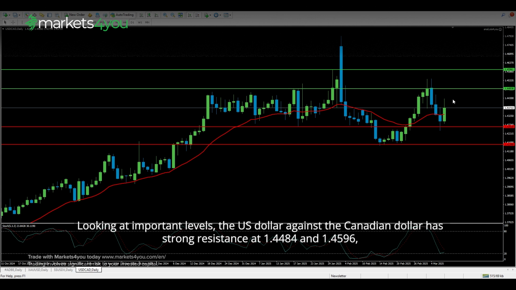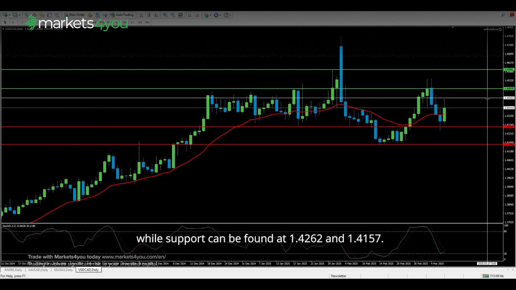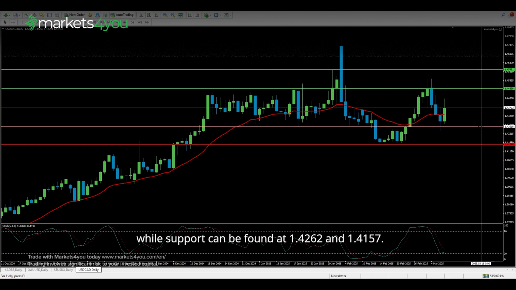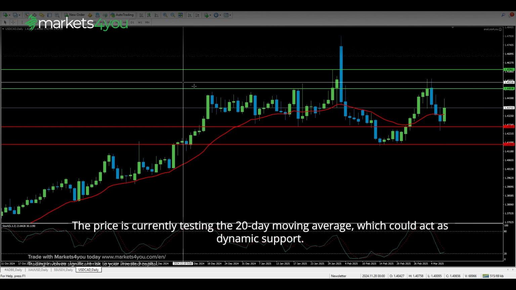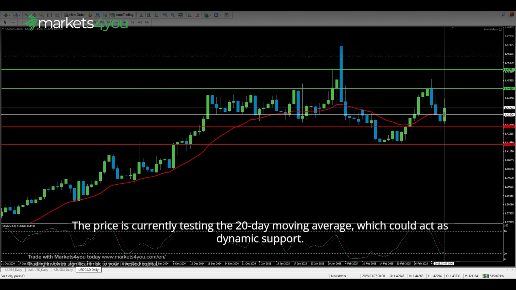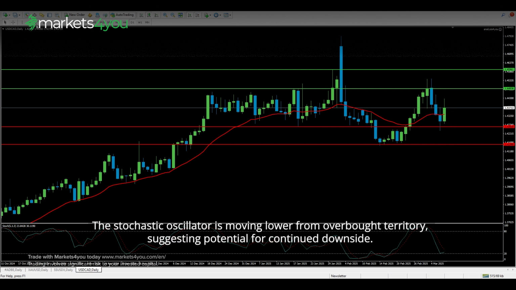Looking at important levels, the US dollar against the Canadian dollar has strong resistance at 1.4484 and 1.4596, while support can be found at 1.4262 and 1.4157. The price is currently testing the 20-day moving average, which could act as dynamic support. The stochastic oscillator is moving lower from overbought territory, suggesting potential for continued downside.